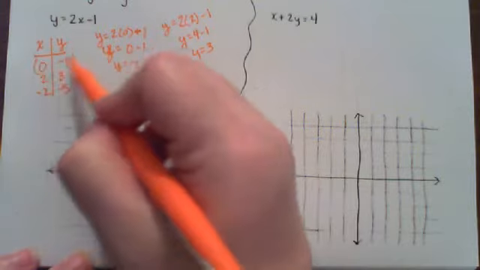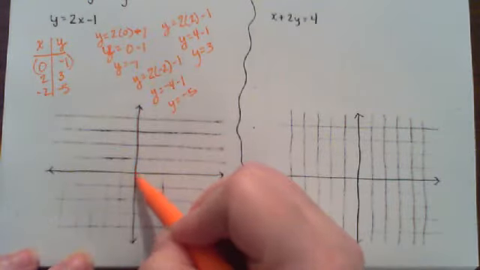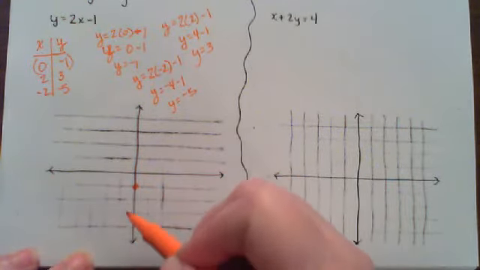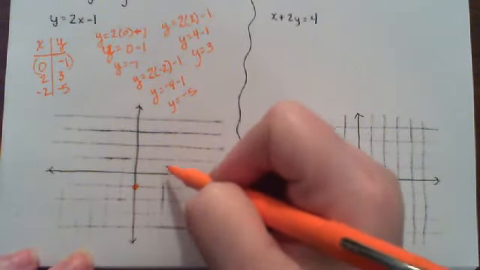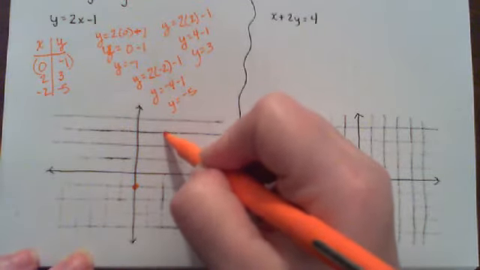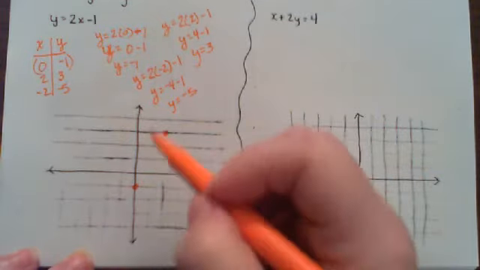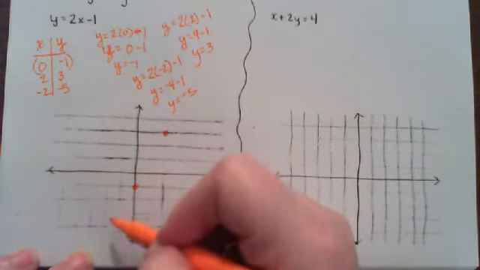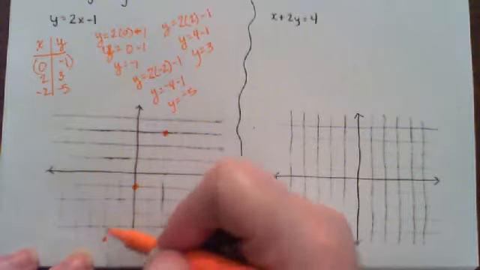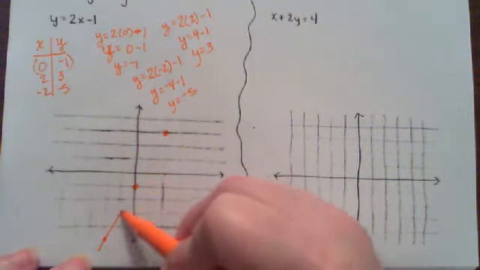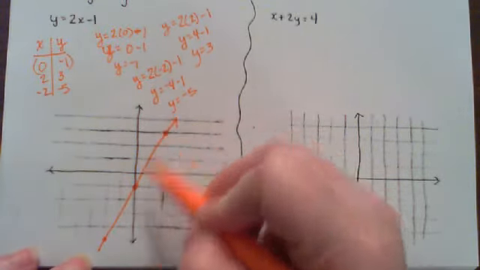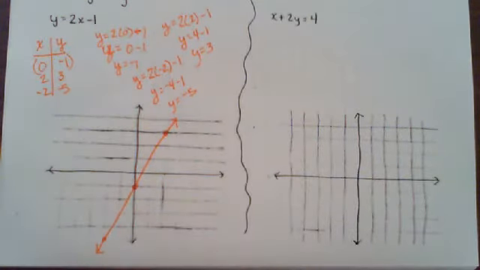So that's the point 0, negative 1. The point 2, 3. And then the point negative 2, negative 5. It's down there. I didn't use the straight edge. I tend to be able to draw pretty straight. Lots of practice on the board. Just saying.